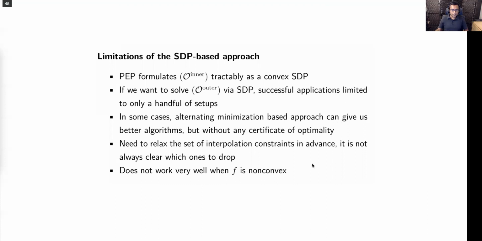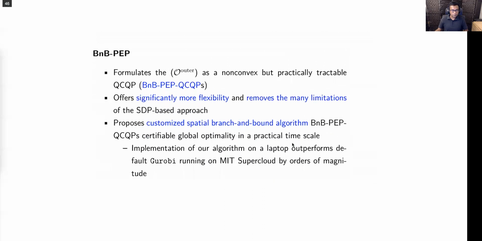Then in many of those applications, we need to relax the set of interpolation constraints, the constraints that define the function properties. We need to relax or drop them in advance to come up with a tractable formulation or relaxation, I should say. But it is not always clear which ones to drop. And it does not work very well when F is not convex. So the SDP-based approach, if we are interested in finding a better algorithm or even the optimal algorithm, has many limitations. So what does BnB-PEP do?